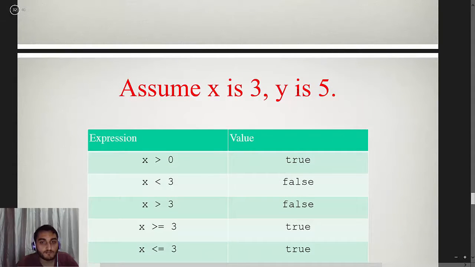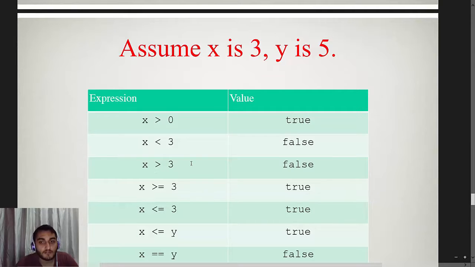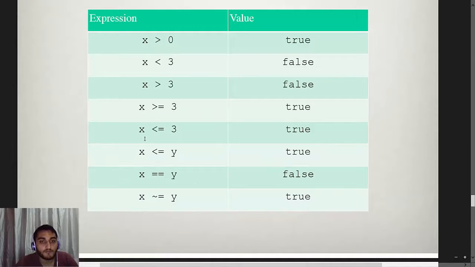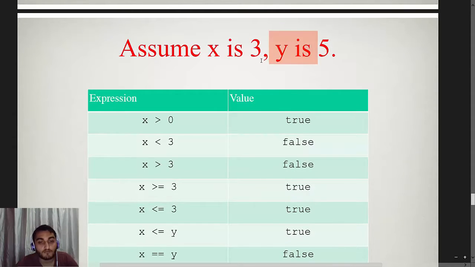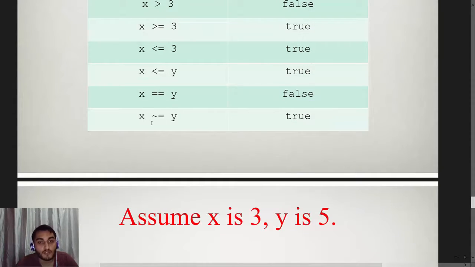Assume x is 3, y is 5. 3 greater than 0 is true, 3 smaller than 3 is false, 3 larger than 3 is false, 3 larger than or equal to 3 is true, 3 smaller than or equal to 3 is true, 3 equal to 5 is false, 3 not equal to 5 is true.